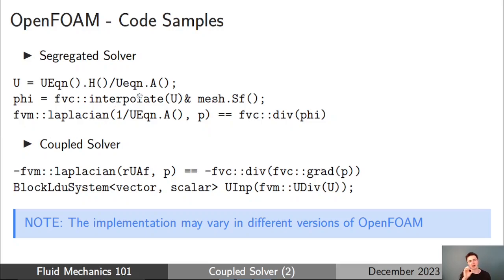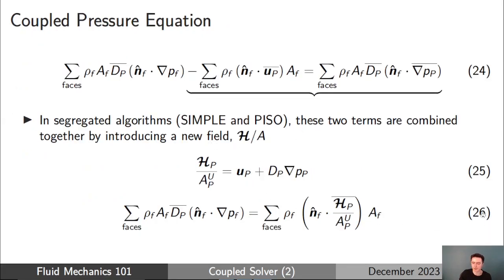So just pulling out a few individual lines from some OpenFOAM source code. From a segregated solver like the SIMPLE algorithm, you'll see of course that the first thing the code does, after solving the U, V and W momentum equations, is that the field H by A is calculated. H by A is then interpolated to the face of the cell and the dot product is taken with the face area vector, and then the divergence of that field becomes the right-hand side of the pressure equation. So this is the same as equation 26 you can see here.